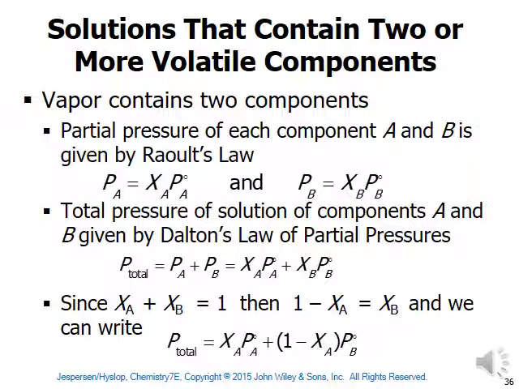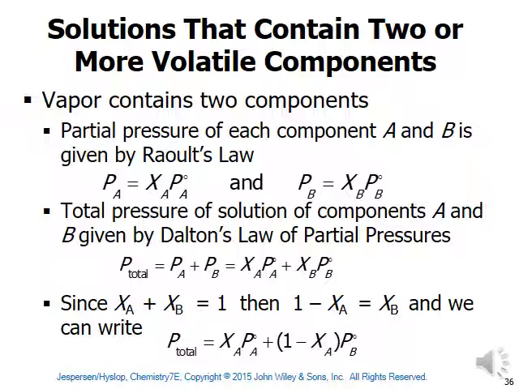Okay, now we're going to look at solutions that contain 2 or more volatile components. In the last example we had a non-volatile in our solvent, but now we're going to look at a mixture that has volatile components, which means they're going to dissolve. So if you take 2 substances that evaporate well, how are they going to affect each other's evaporation? So we go through this, and we'll end up coming up with the formula.